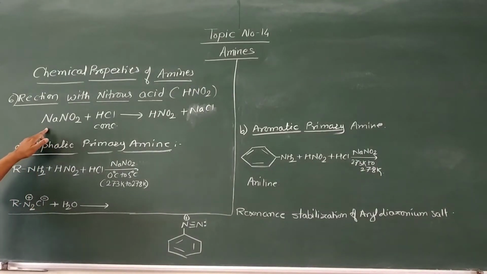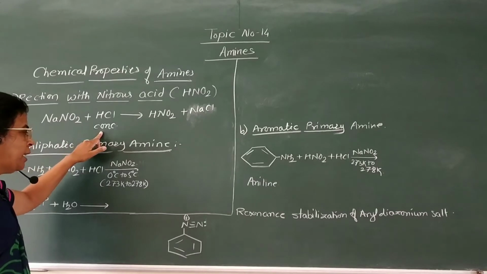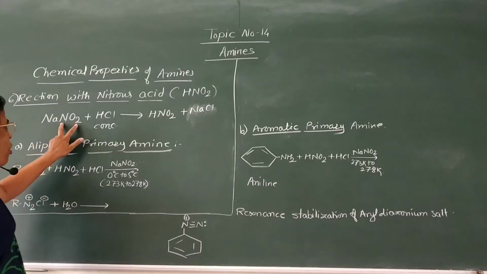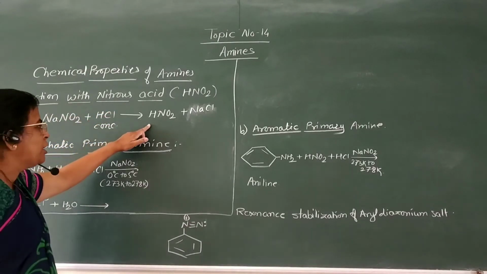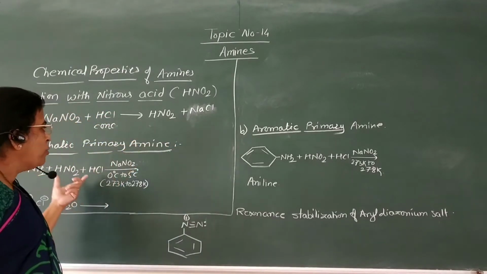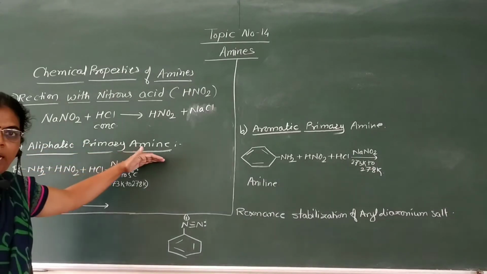This is sodium nitrite. When this aqueous solution of sodium nitrite is treated with concentrated HCl, then formation of HNO2 takes place and removal of NaCl takes place. This is HNO2 plus NaCl. Now this reaction is carried out along with primary amine. Now we are going to see first reaction, that is reaction of nitrous acid with aliphatic primary amine.